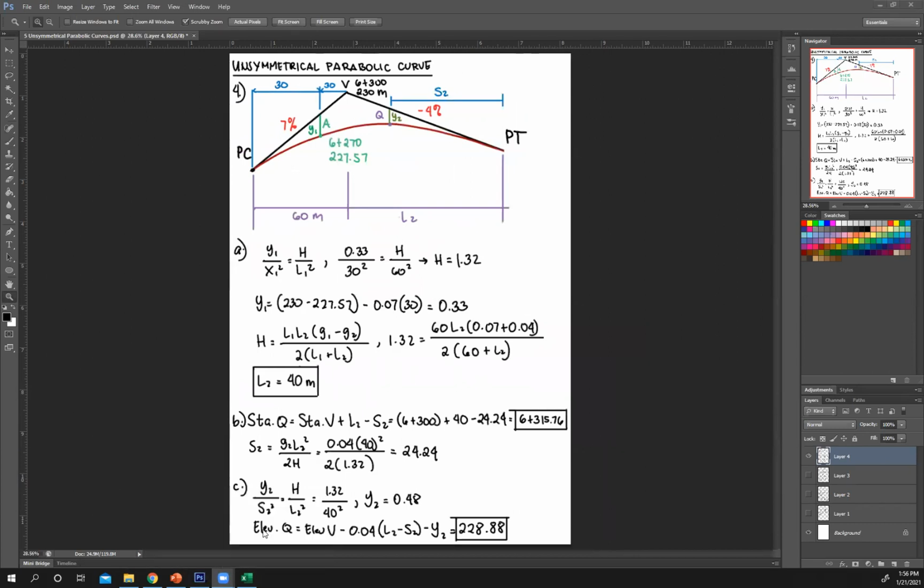Any questions for number 4? Do you understand number 4? If you do, please answer yes, or if not, no. Okay, everybody understands. Great. Let's move on to number 5 then.